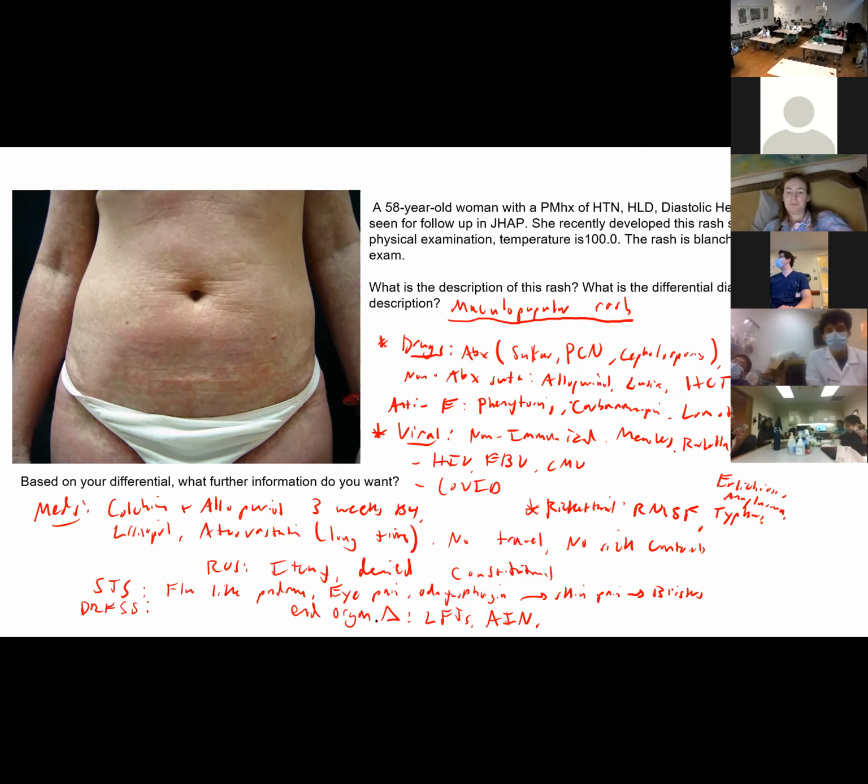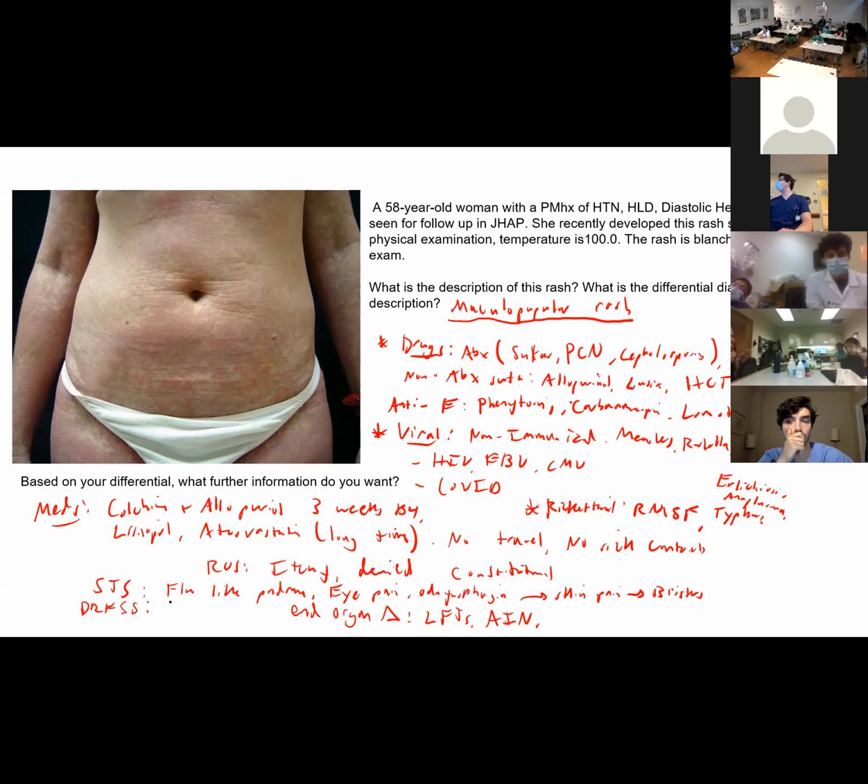But other things that you worry about for DRESS are things like lymphadenopathy, erythroderma, so really violaceous, confluent rash all over their body, and pharyngitis and facial edema. So luckily she didn't have any of this.